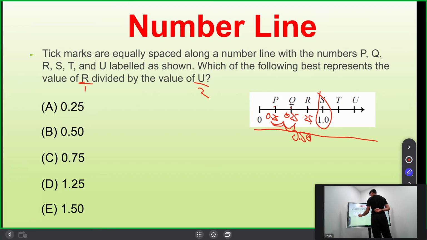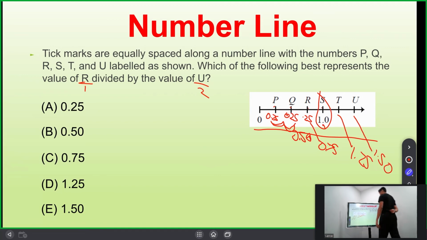This one would be 0.75, and then this one here would be 1 already. After here, this one will equal 1.25, and this one here is going to equal 1.50.